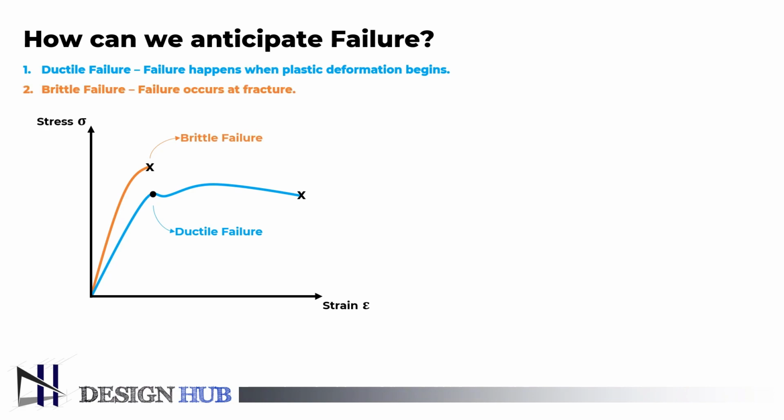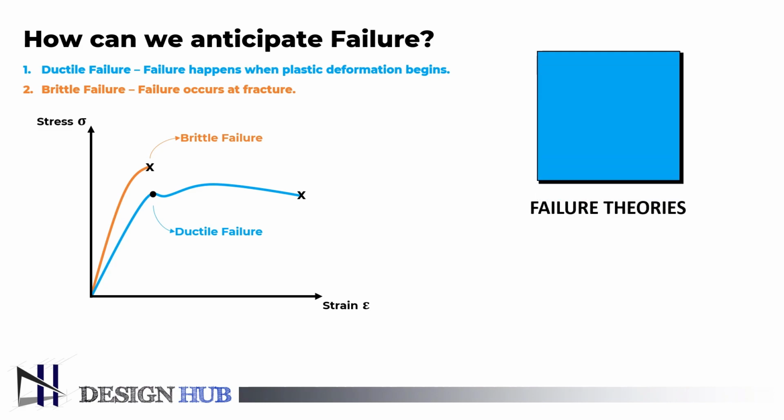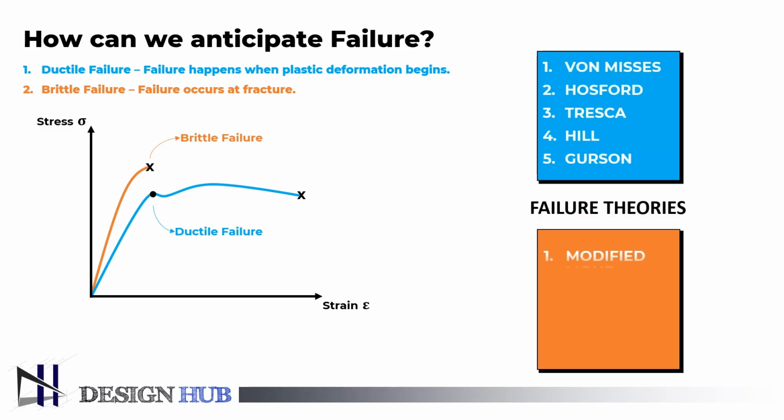These points are simple to identify for a uniaxial stress condition, such as a tensile test. They take place when the object's normal stress approaches the material's yield strength for ductile materials, or its ultimate strength for brittle materials. In general, brittle materials cannot be subjected to failure theories that are relevant to ductile materials, and vice versa. Because fundamentally, both ductile and brittle materials fail in different ways.